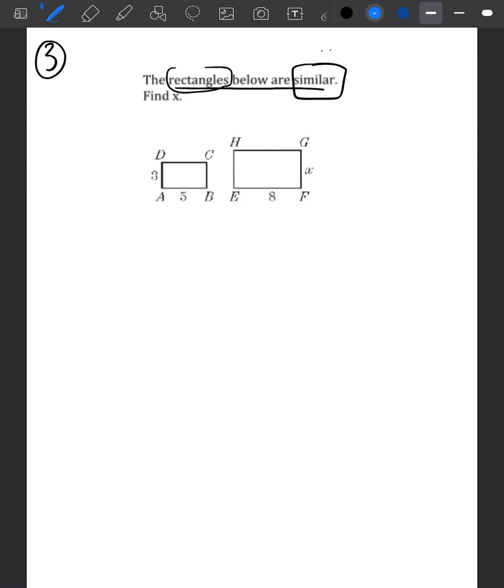So let's find our corresponding sides. We have DA corresponds with GF. AB corresponds with EF. And we'll set up our ratio. So DA, we'll put over its corresponding side DF and set that equal to AB over its corresponding side EF. And now we can plug in the values that we know.